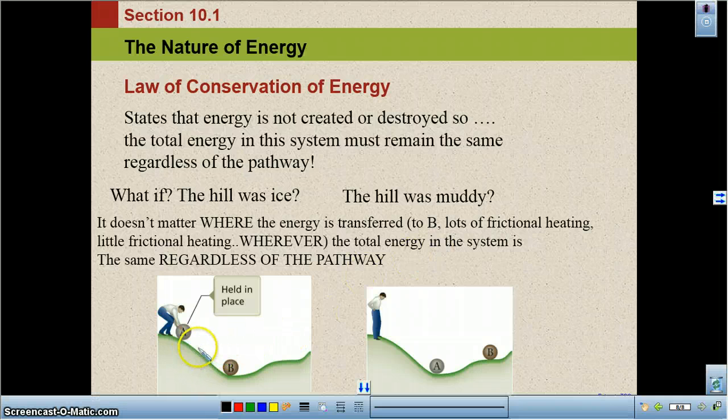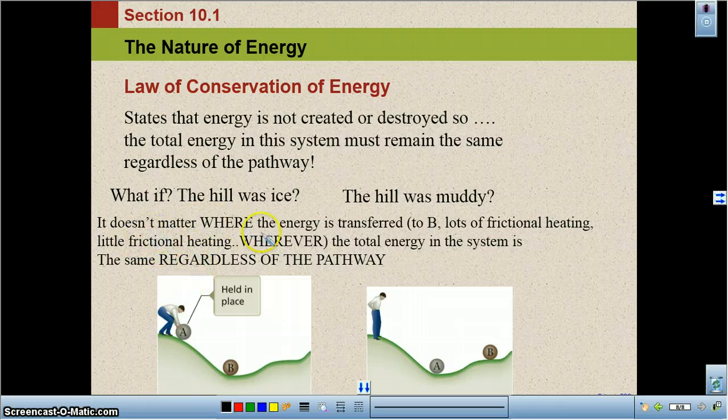Well, a while ago we said, what if this were green? So this is grass. So the amount of friction on that hill, you can imagine trying to roll down that hill and it being grass. What if it was muddy? Would the amount of friction be different? Of course it would. What if it was ice covered? We know that the friction would be reduced drastically.